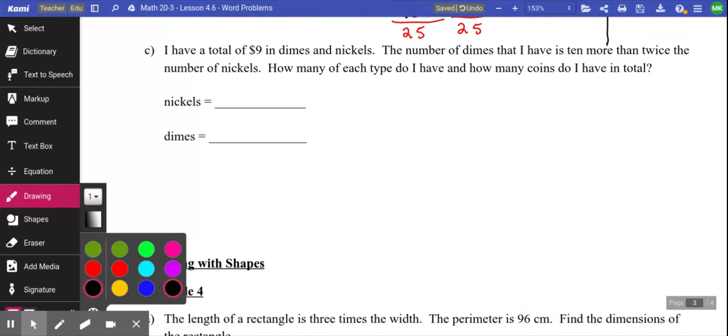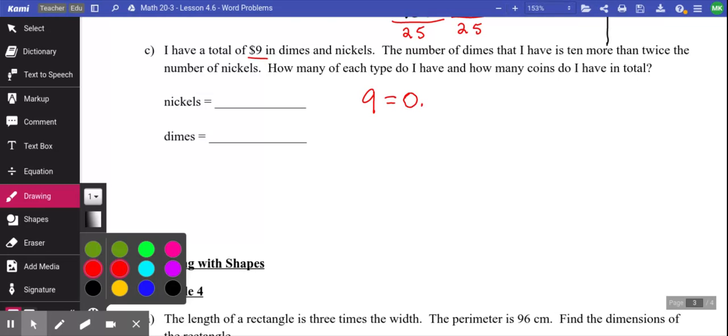For C, if you want to try C on your own, you are more than welcome to. I'll build it real quick here so you can check your work, but maybe pause the video and try your best. Okay, it says I have a total of $9 in dimes and nickels. The number of dimes I have is 10 more than twice the number of nickels. How many of each do I have? Let's start off with $9. So $9 will equal all my coins added together. Let's start off with our dimes.